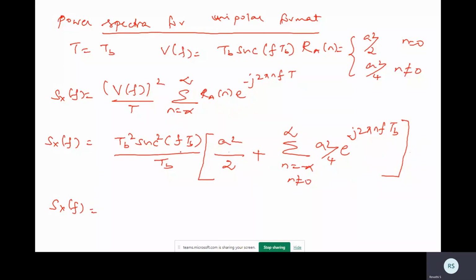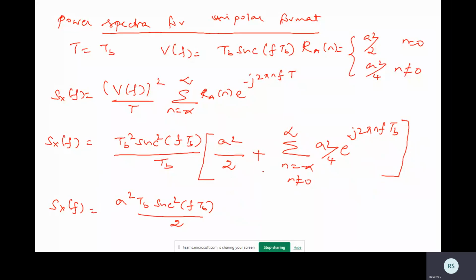This factor, let us take it outside. Okay, this factor, let us take it outside. So a square Tb sinc square of f Tb by 2, and next I told you to add and subtract a square by 4, so that you are introducing n is not equal to 0 also in this factor.